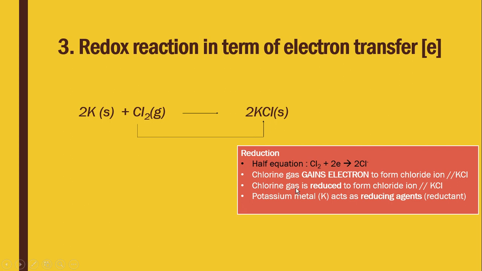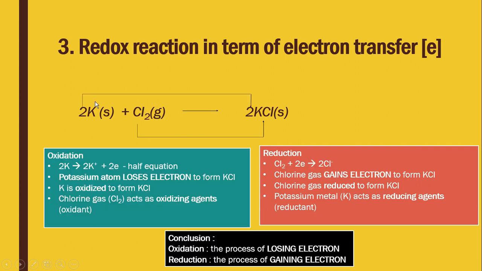So in other words, chlorine gas is reduced, because this is reduction, to form chloride ion. Here potassium metal K acts as the reducing agent, because it helped chlorine gas to be reduced to become potassium chloride. It is like the reverse. The one that undergoes the reduction process, this is its agent. Just like before, the one that undergoes the oxidation process, this is its agent.